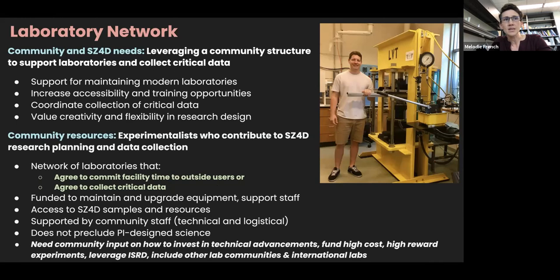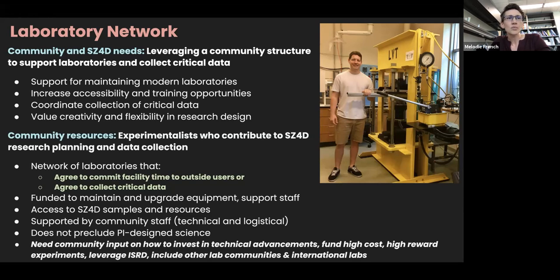As a result of these commitments, network laboratories would have access to certain resources that include funding to maintain and upgrade equipment to do SC4D science, and financial support for the staff, postdocs, or students who help with the visitors and/or the collection of the critical data. The amount of financial support we anticipate should scale with the level of commitment from individual labs. They would also receive priority access to SC4D samples and resources for other independent research.